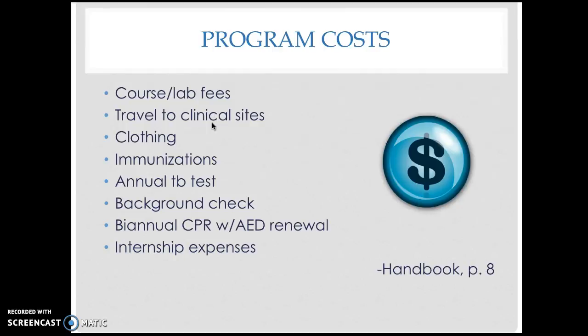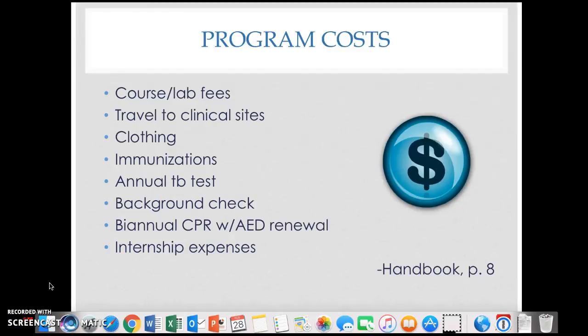There's the cost for immunizations. Every student has to have a TB test annually. You need to do your background check, and that will happen over the summer before you return in August if you're admitted. You'll have the cost of biannual CPR with AED renewal, and then the expenses associated with your internship. All of these are listed in the handbook, and you're encouraged to read more about them in that curriculum handbook.